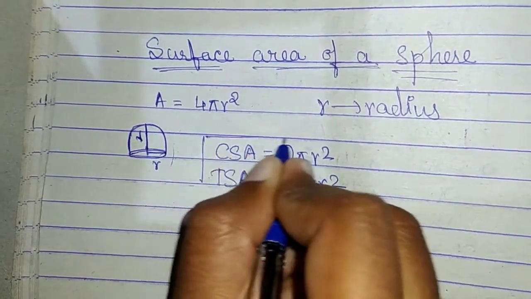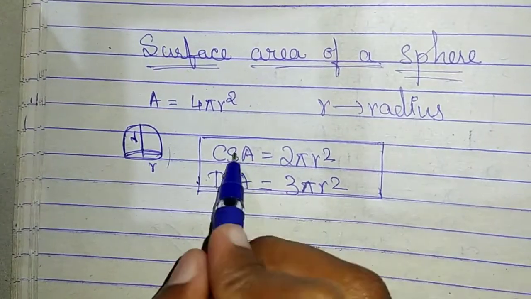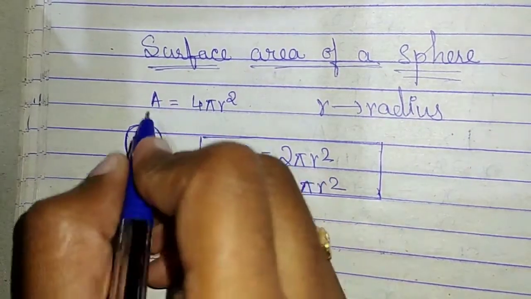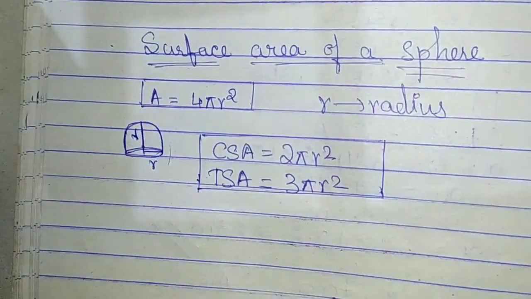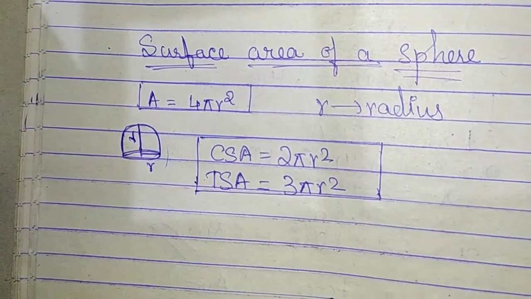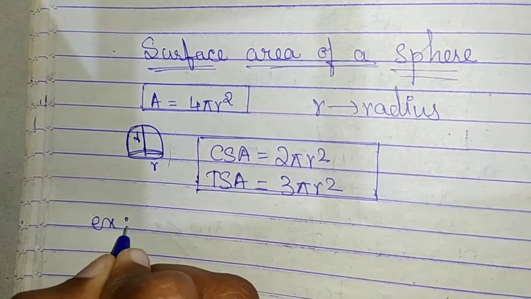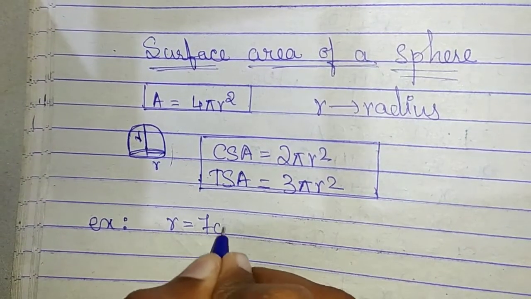So these two formulas are used to find the curved surface area and the total surface area of a hemisphere, whereas this formula is used to find the surface area of a sphere. So let us look at example 7. Find the surface area of the sphere of radius 7 cm.